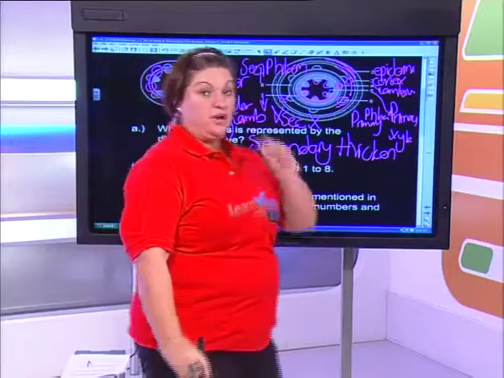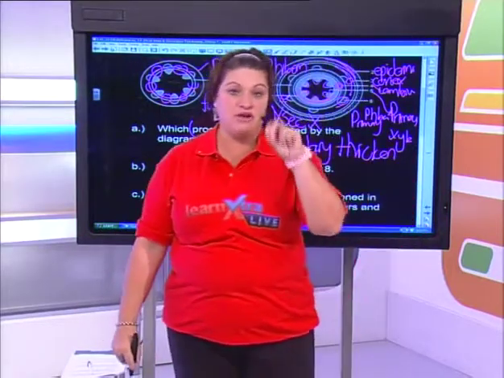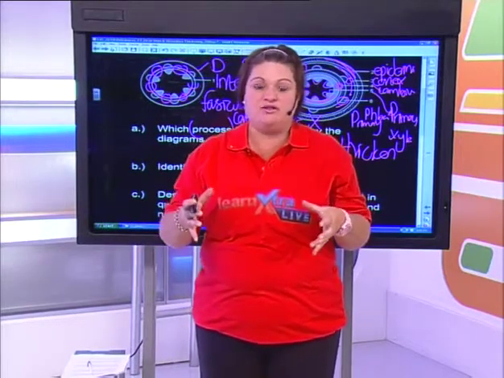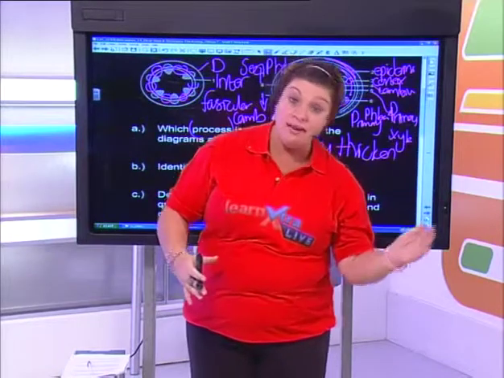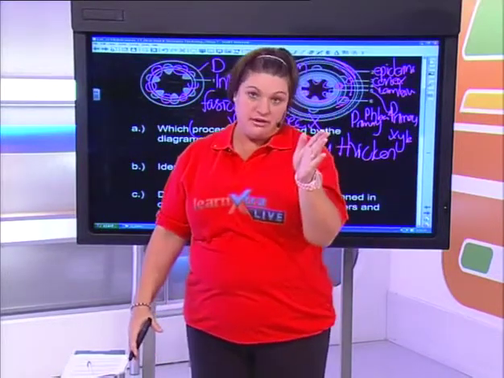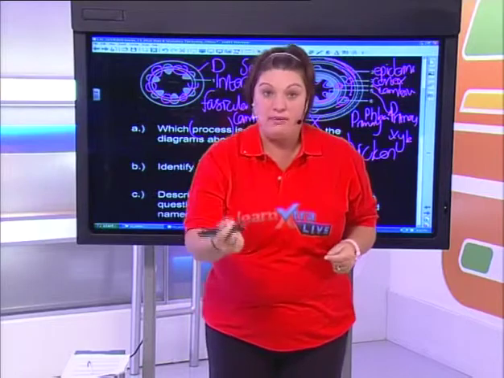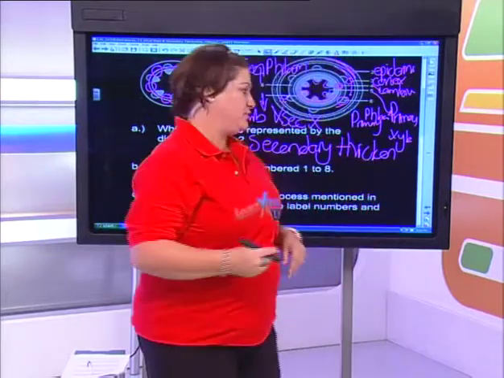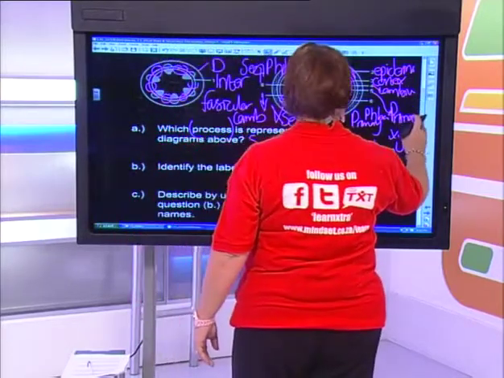So when you label the structure of a stem that's undergoing secondary thickening, please, on the outside, it's primary phloem, secondary phloem. On the inside, primary xylem and secondary xylem. Okay, now the next question.